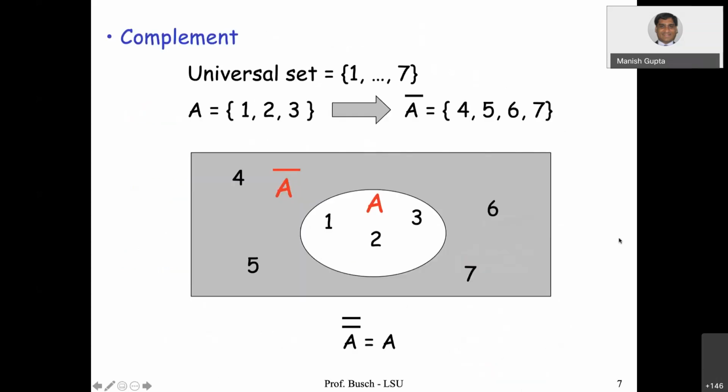Complement. We can find the complement of a set using what is known as the universal set. Given a set A, if A is equal to {1, 2, 3} and the universal set is {1, 2, 3, 4, 5, 6, 7}, the complement of A will be {4, 5, 6, 7}. So we can remove those elements. The complement of the complement of A is A itself. This is also fairly straightforward.